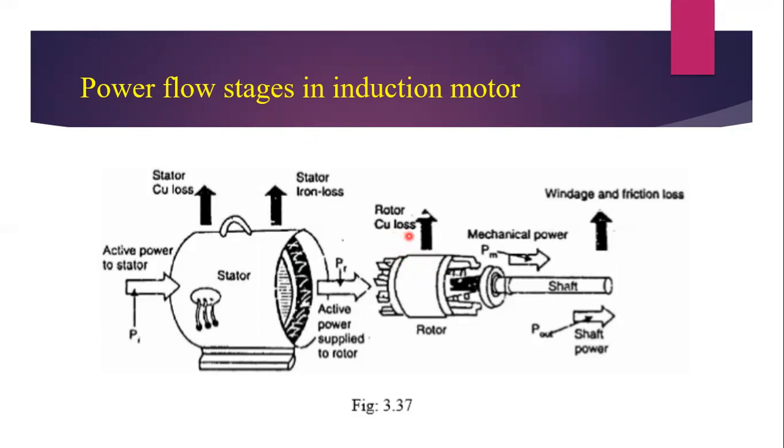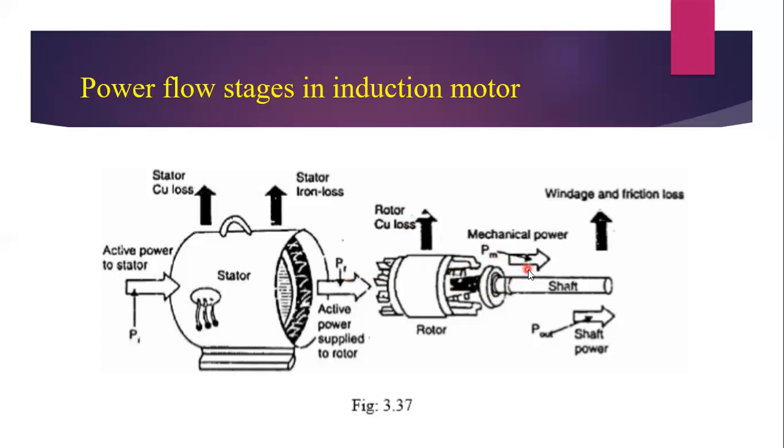Only rotor copper losses are to be considered. The rotor input is nothing but the active power supplied to the rotor, PR. This PR minus the rotor copper loss is the rotor output, which is called mechanical power, PM. PM is nothing but PR minus rotor copper loss.